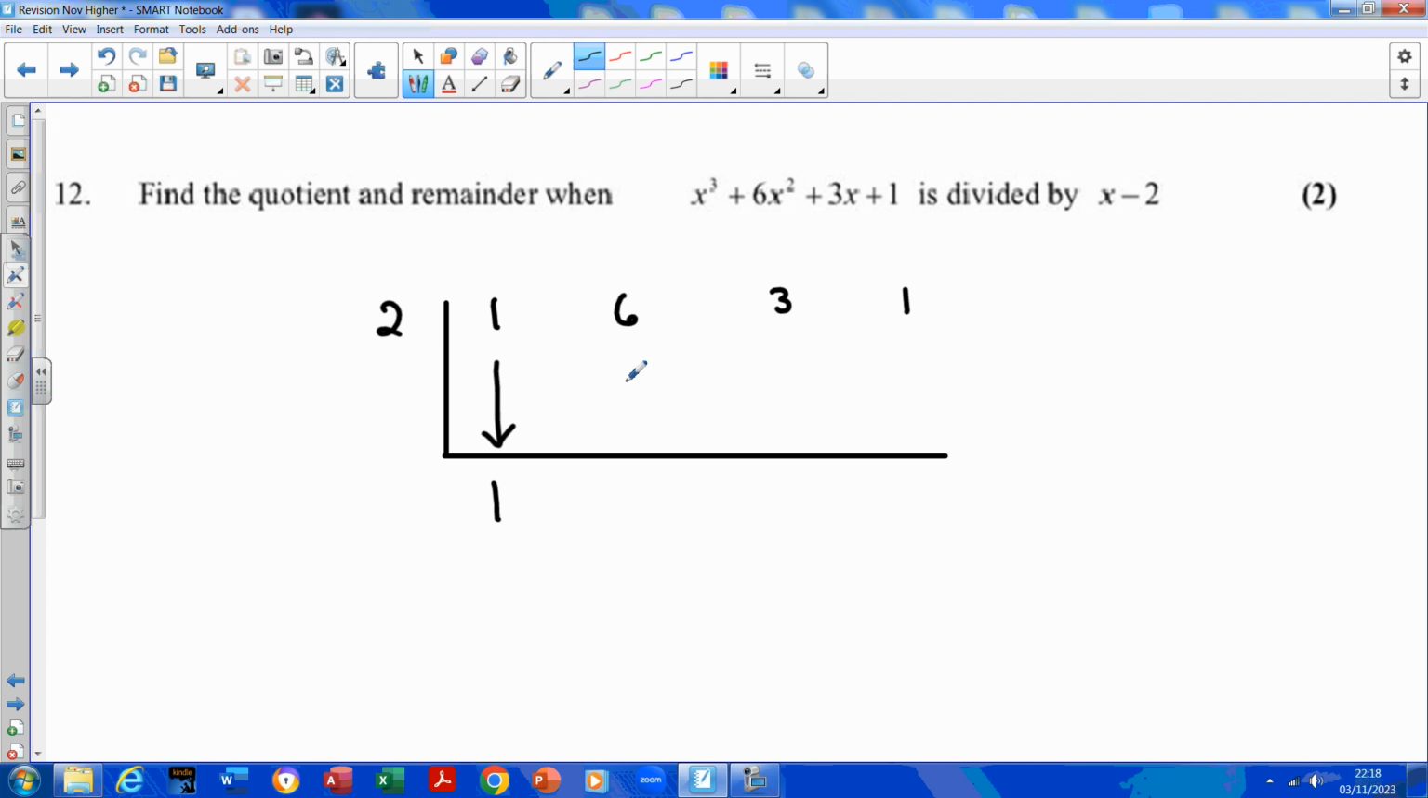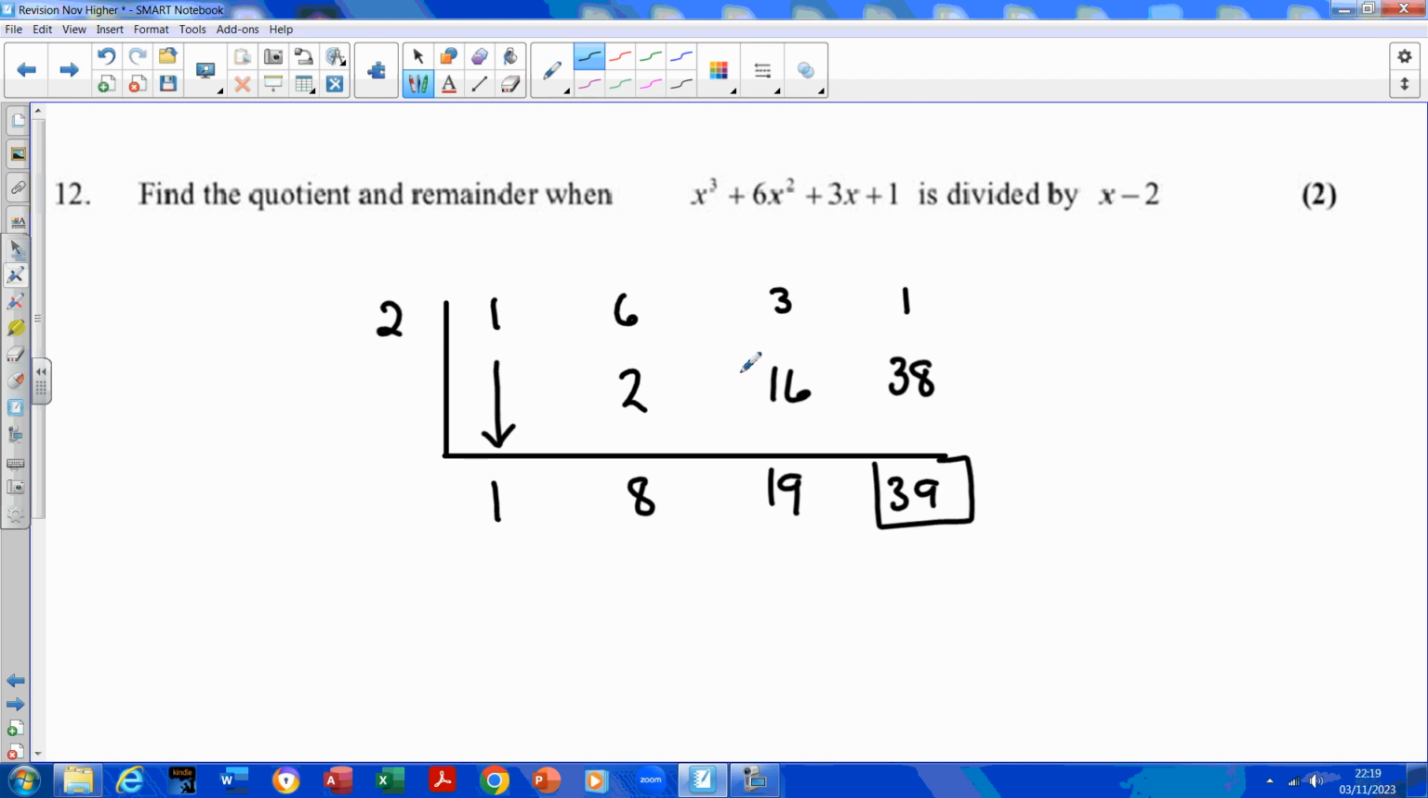So 1 times 2 is 2, add up and down the way, that's 8. Multiply across the table, so 2 8s are 16, add up and down the way is 19. Multiply across the table, so we want 2 lots of 19, and 2 lots of 19 is 38. Add up and down the way, and the final box gives me 39.